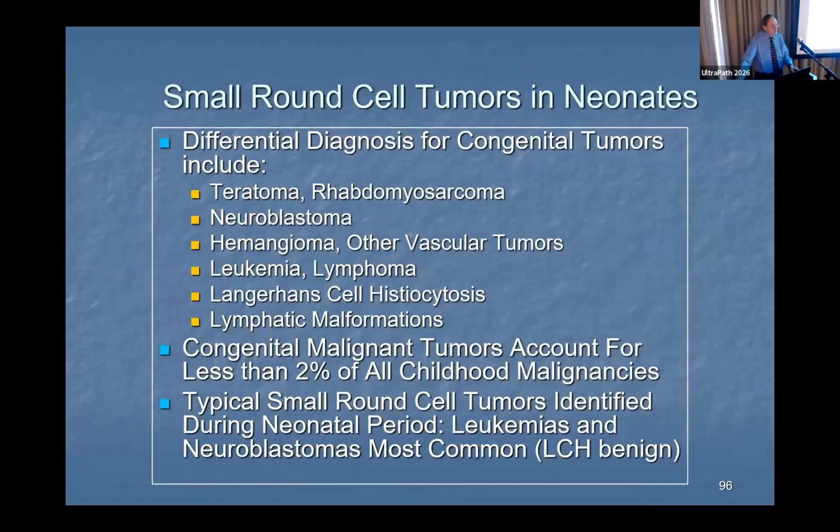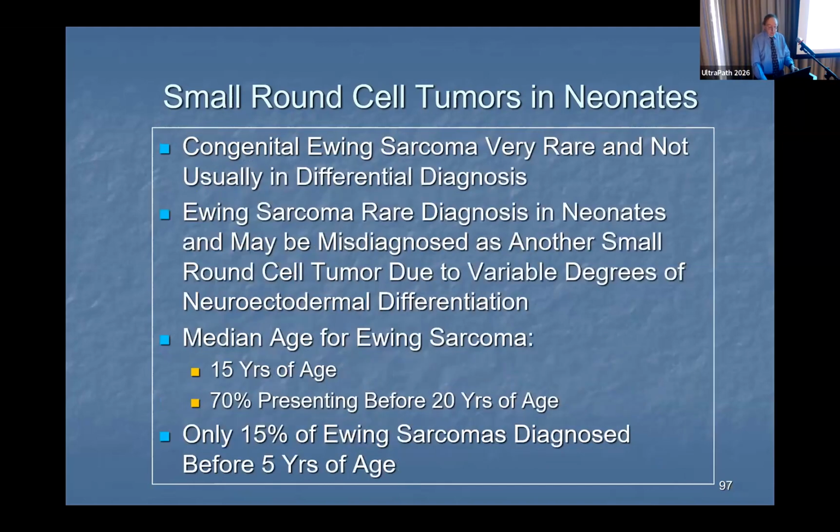So when you're dealing with small round cell tumors in neonates, these are the typical diagnoses you're considering as well. And congenital malignant tumors account for less than 2% of all childhood malignancies. The most common, of course, are leukemias and neuroblastomas. So this is a very rare type of disease occurring in a neonate.